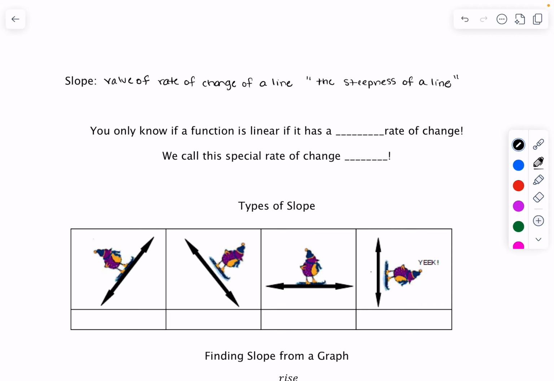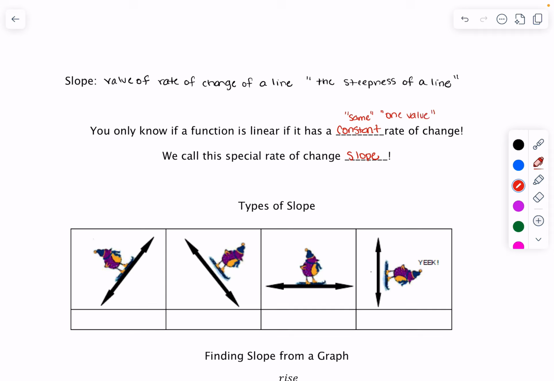So if I were to read this statement out, say we only know if a function is linear if it has a constant rate of change. And constant means the same. It has the constant rate of change, the same rate of change. It always stays the same value. We call this special rate of change the slope. Okay? We can say this is one value as well.